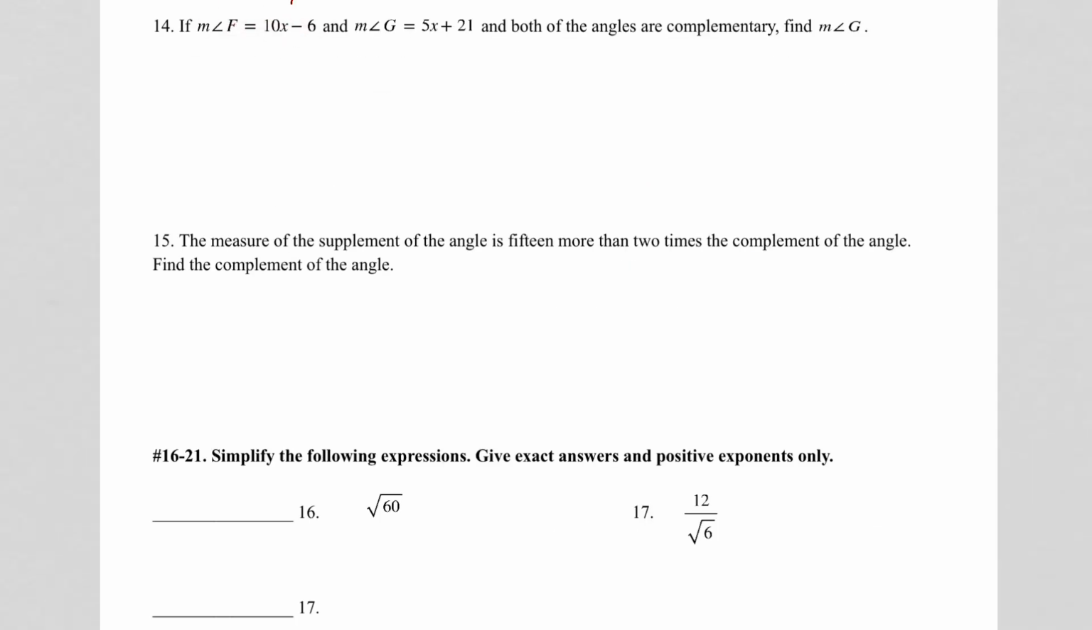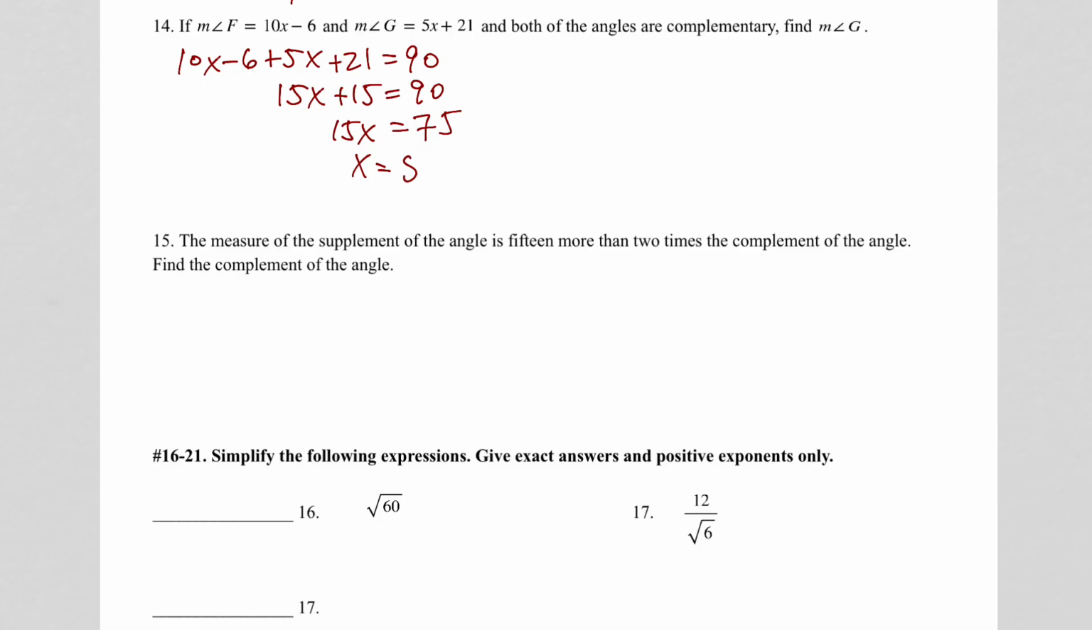Okay, this angle and this angle are complementary, meaning they add to 90. So 10x minus 6 plus 5x plus 21 equals 90. So 15x plus 15 is 90. That means 15x, I'll subtract and get 75. So I'll get x is equal to 5.